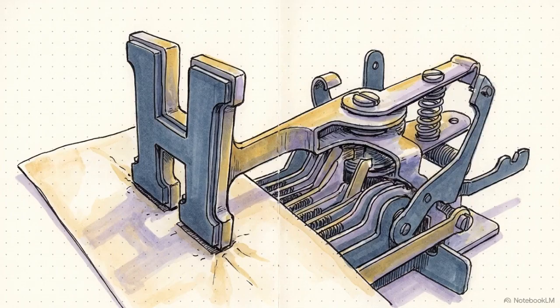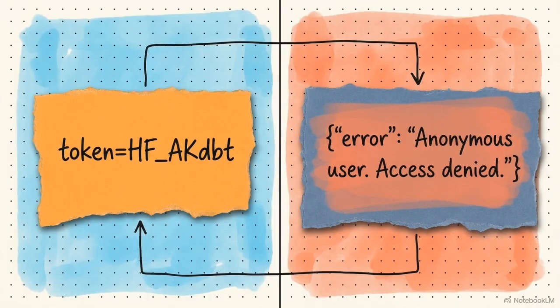The culprit was a single uppercase letter. We were sending an access token starting with a capital H and F instead of the strictly required lowercase prefix. To the server, the system looked like an anonymous guest, immediately stripping away all access.